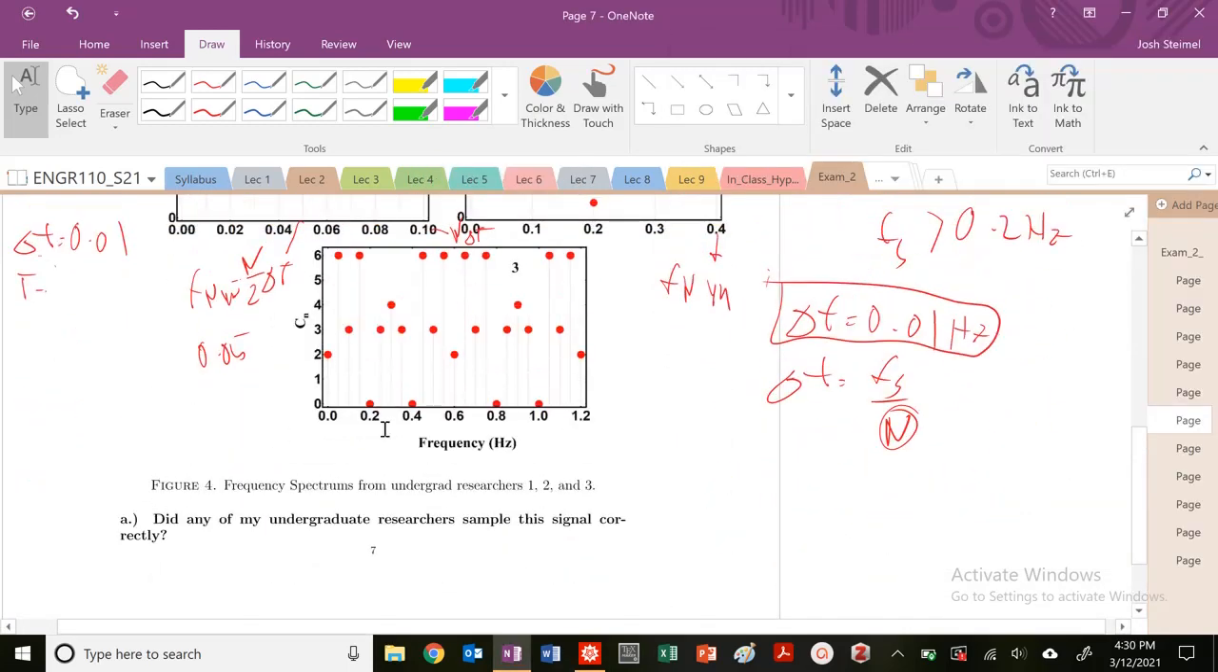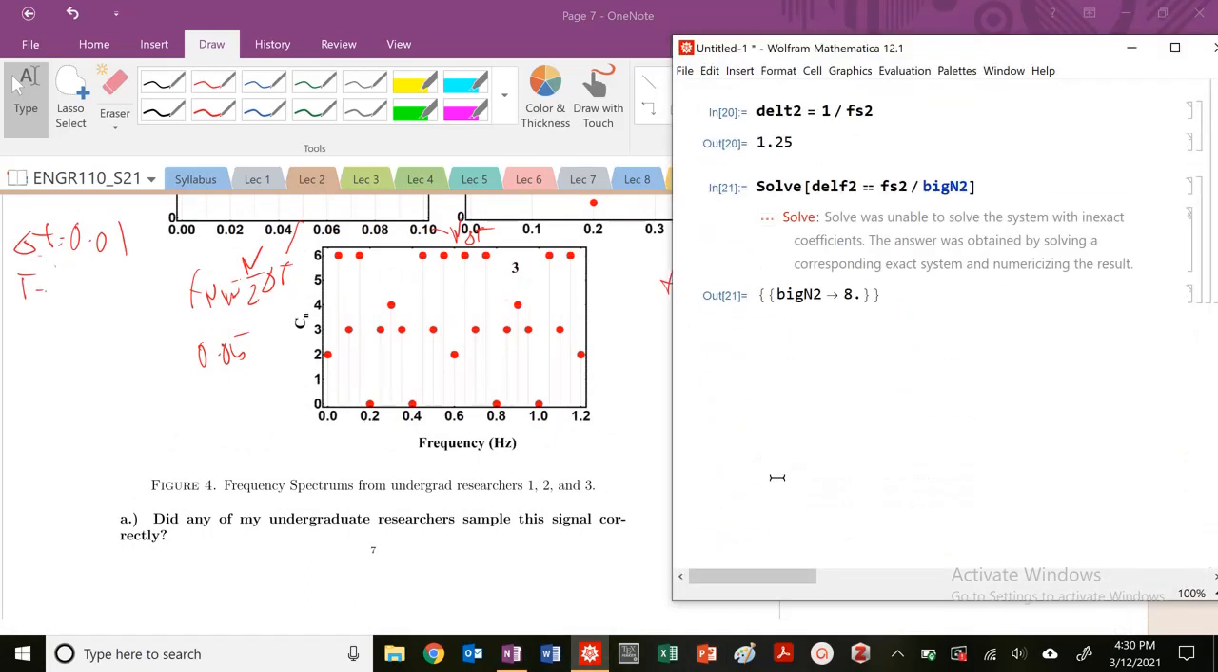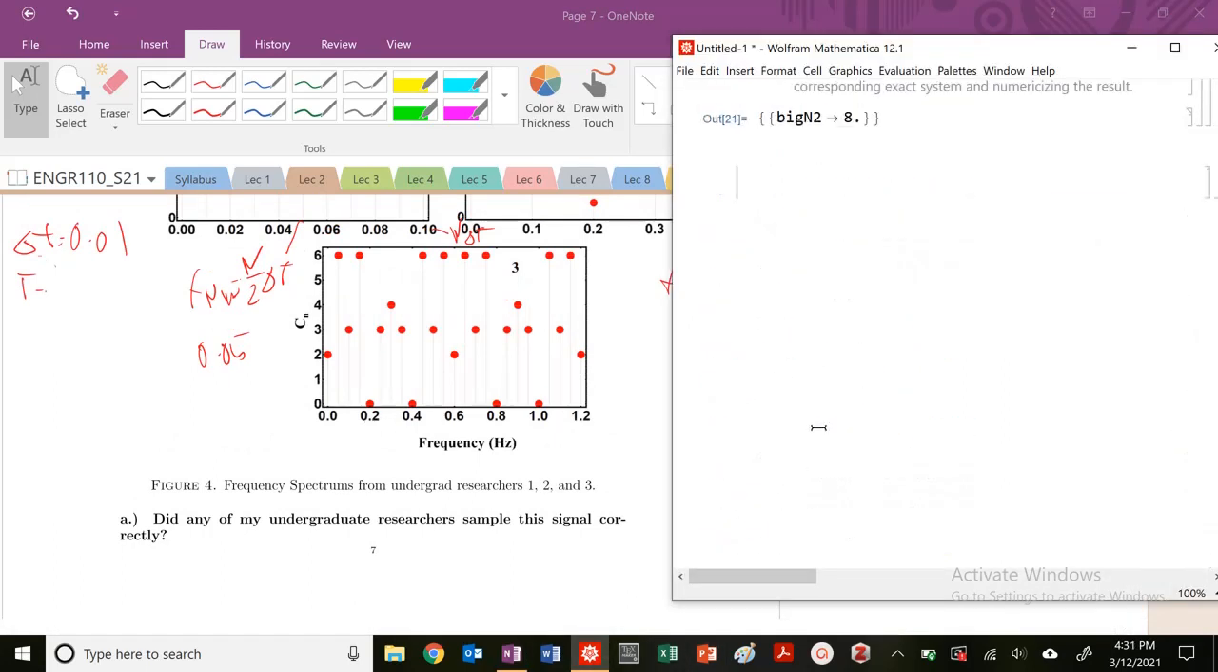Now, let's look at this last one. So let's go ahead and go to here, 3. So my del f3 is going to be equal to, this looks to be like 0.05, 0.1, 0.15, 0.2. So it's 0.05. So already I'm going to have signal aliasing, so that's no good.